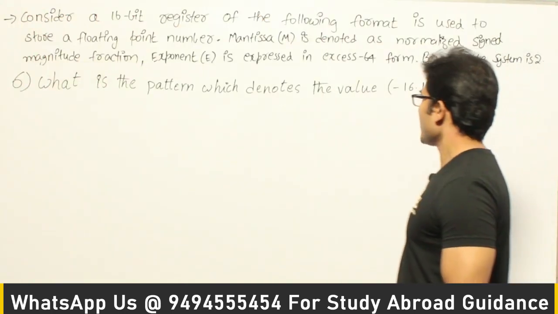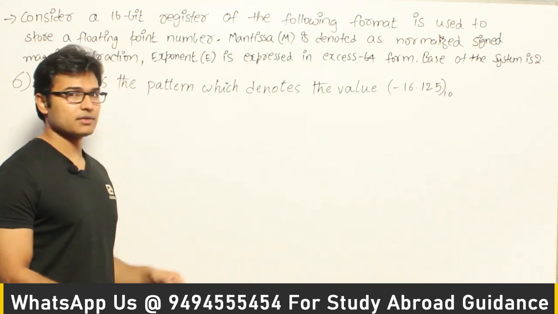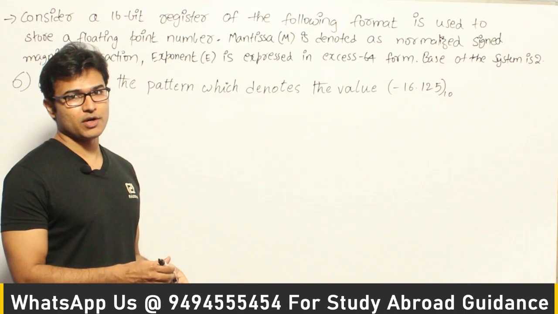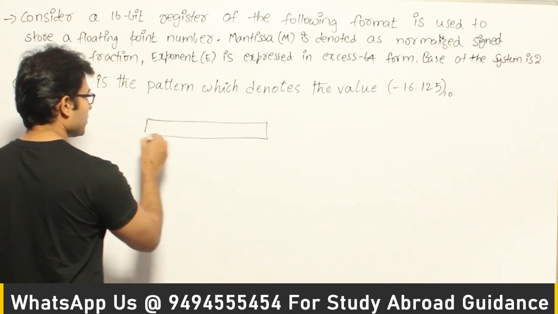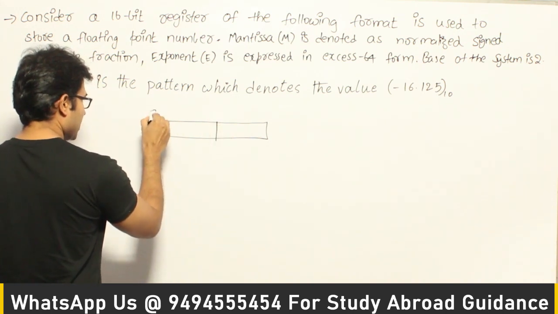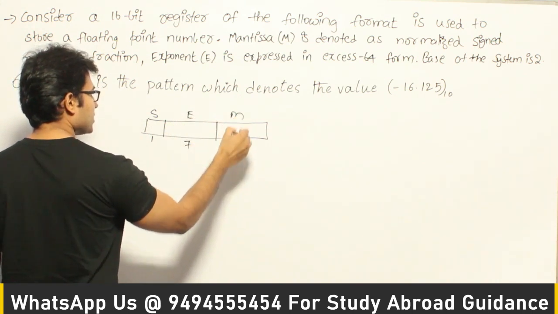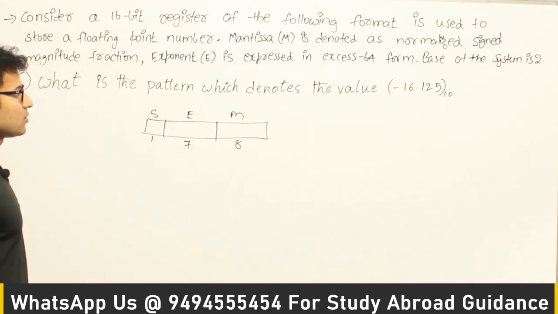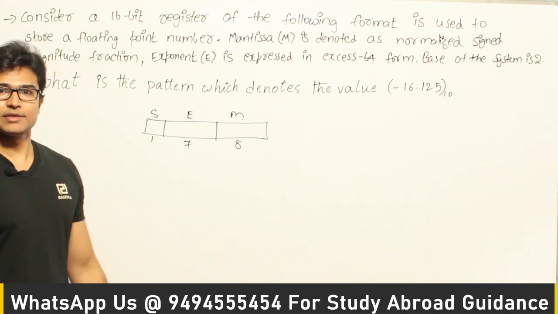Let's see this. What is the pattern which denotes the value minus 16.125 to the base 10? Since we are using this representation, one bit is for sign, the exponent is 7 bits, and the mantissa is 8 bits. Let's convert that number into binary and put it there. Only one thing you should be careful about: the exponent has to be excess 64.